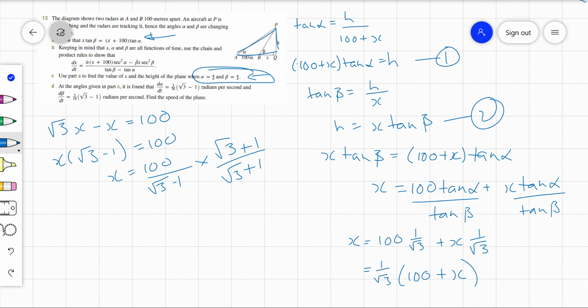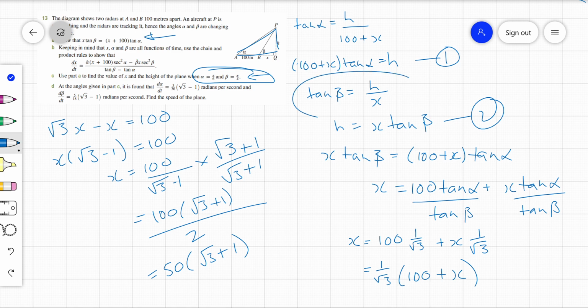So let's rationalize, and we'll get 100 lots of (root 3 plus 1) divided by, difference of two squares here would be 3 minus 1, which is 2, so we're going to get 50 (root 3 plus 1). Alright, so just remember that x is equal to that, and the other thing is, tan beta is 1. So 1 is also h on x, so you can see from that that x is equal to h. So not only is this x, but it's also h.